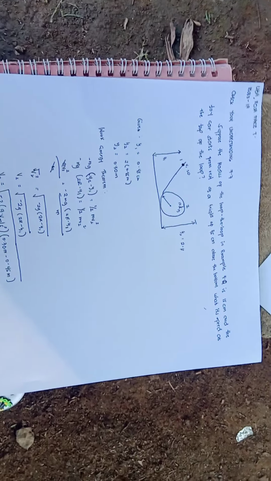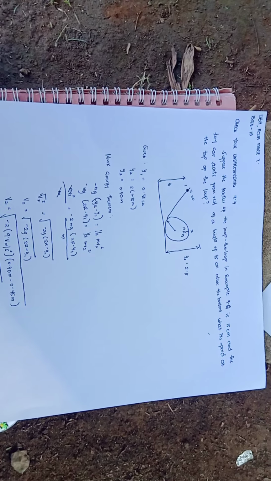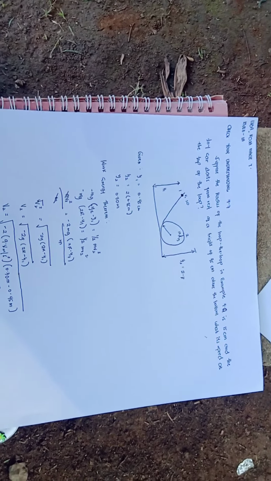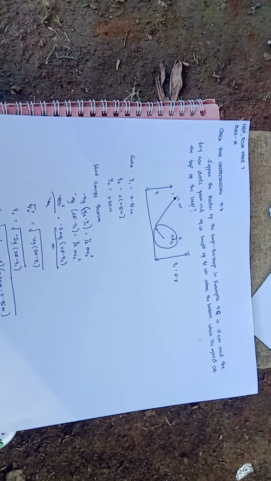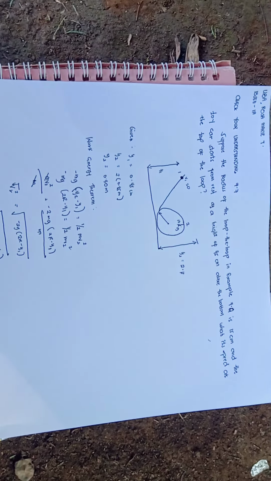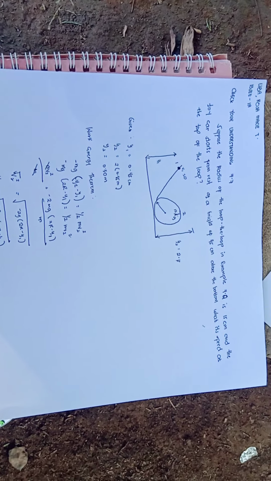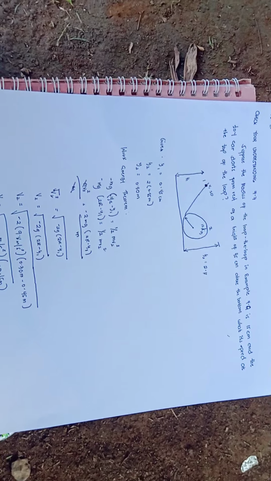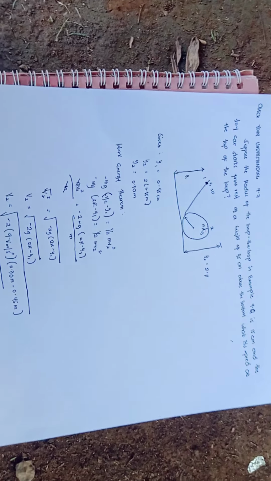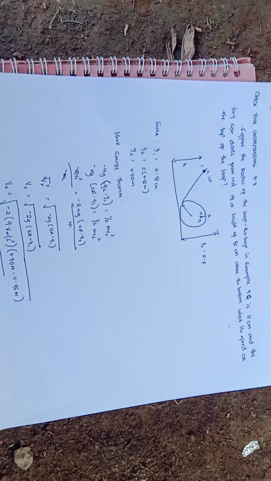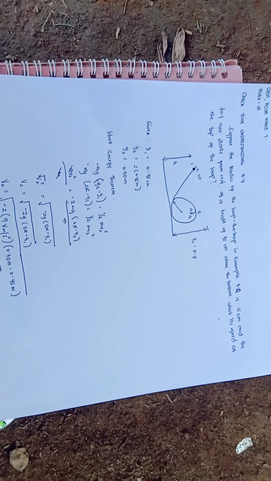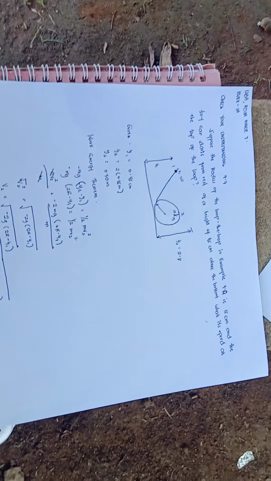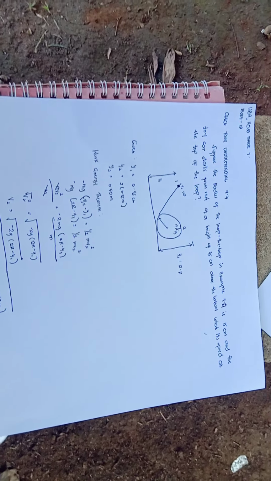For Check Your Understanding 7.7, suppose the radius of the loop in example 7.9 is 15 centimeters and the toy car starts from rest at a height of 45 centimeters above the bottom. What is the speed at the top of the loop? So our velocity 1 equals 0. Given below, y sub 1 equals 0.45 meter, the radius is 0.15 meter, and y2 equals 0.30 meter.